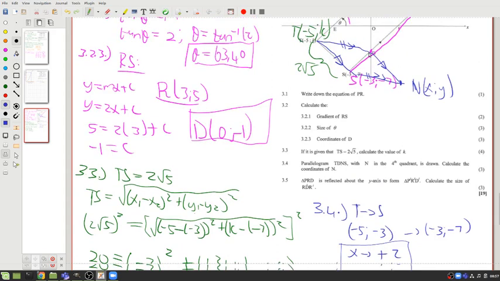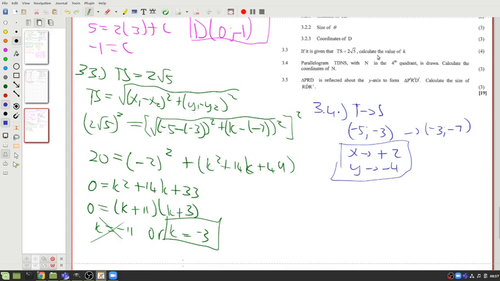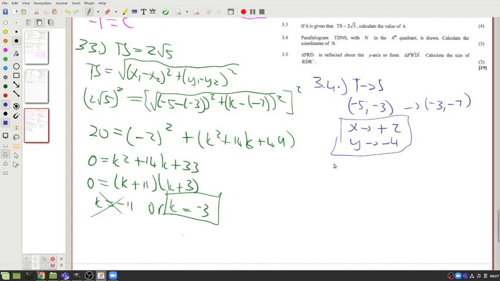Because from D to N will be exactly the same as what we did from T to S. So point D we had 0, -1. We're going to apply X plus 2, so from D to N. X plus 2, which means 0 plus 2 is 2. And then Y minus 4. So -1 minus 4 is -5. So there we go. That's the coordinates of N.